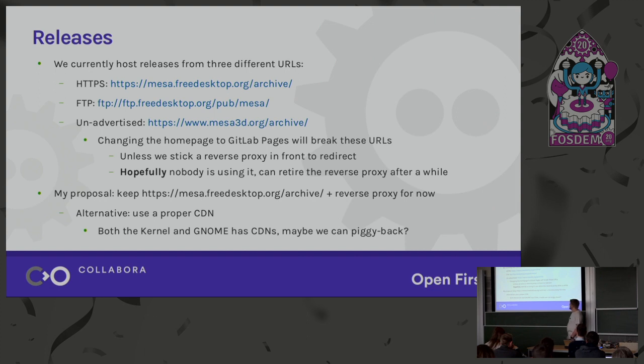Changing it, as I said before, will break these URLs if we move it. So my best proposal right now is to keep it there, but reverse proxy this URL and have that hosted separately from the GitLab pages. So we keep the old website, but delete the page and do some redirects there, where it's easy.